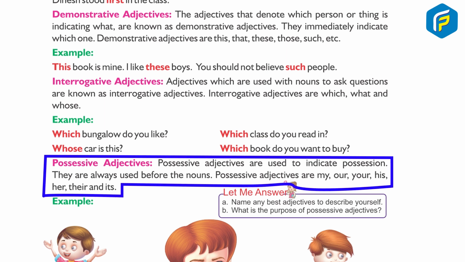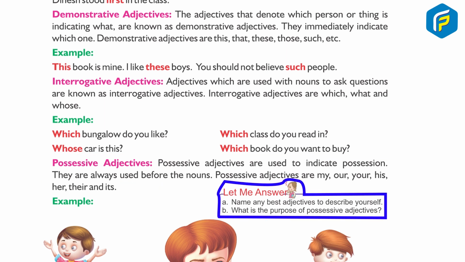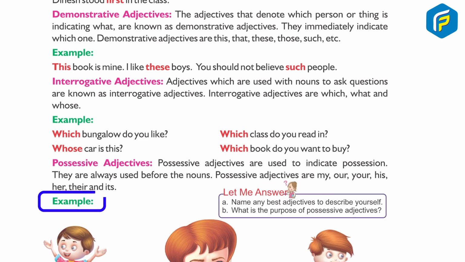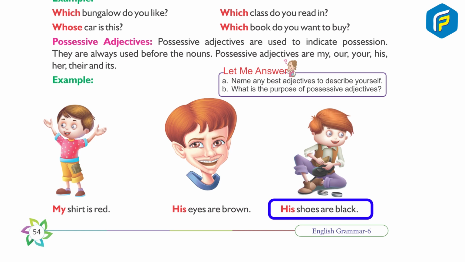Possessive adjectives. Possessive adjectives are used to indicate possession. They are always used before the nouns. Possessive adjectives are my, our, your, his, her, their, and its. Let me answer. A. Name any best adjectives to describe yourself. B. What is the purpose of possessive adjectives? Example: My shirt is red. His eyes are brown. His shoes are black.